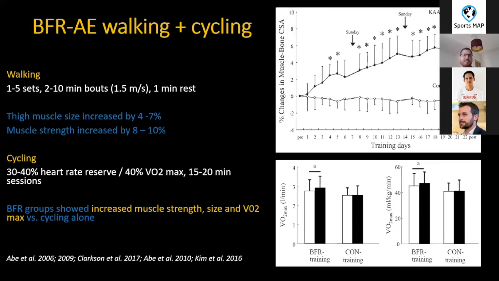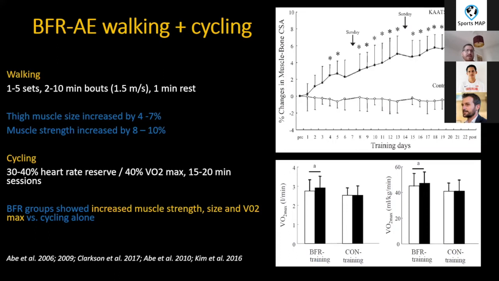A similar effect happens when we add blood flow restriction to cycling. Again, relatively low intensity, 40%. If we add blood flow restriction to cycling, we can get significantly greater changes in muscle strength, muscle size, but also in VO2 max, as seen in the bottom right-hand corner as well. So when we're looking at aerobic exercise, we can increase the muscle adaptation when we add BFR, but not only that, we get greater changes in VO2 max.